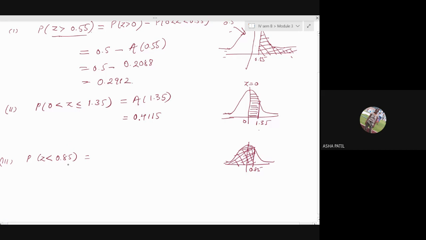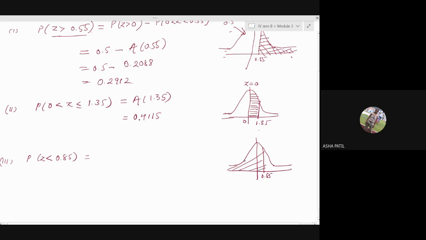Probability that Z is less than 0.85. So this whole part you have to get. What should be written? Can anybody tell? 0.5 plus A of 0.85. Good. We want the whole area lying to the left side of your point 0.85. So this is your point 0.85. We want this whole area.